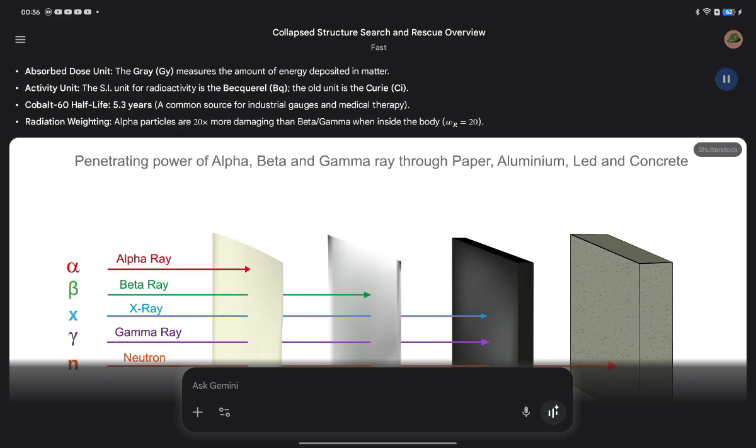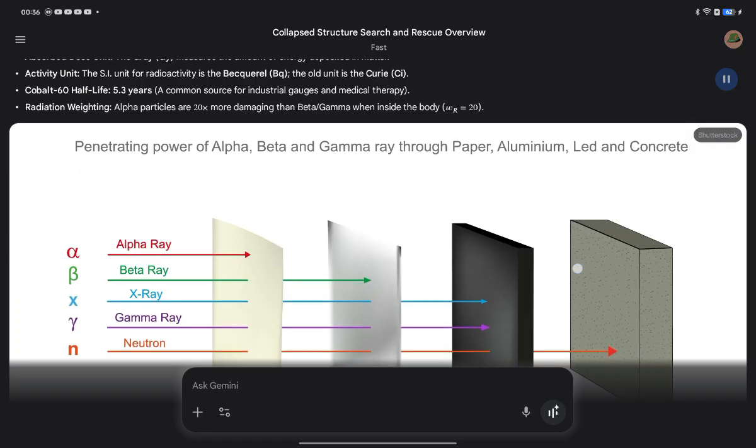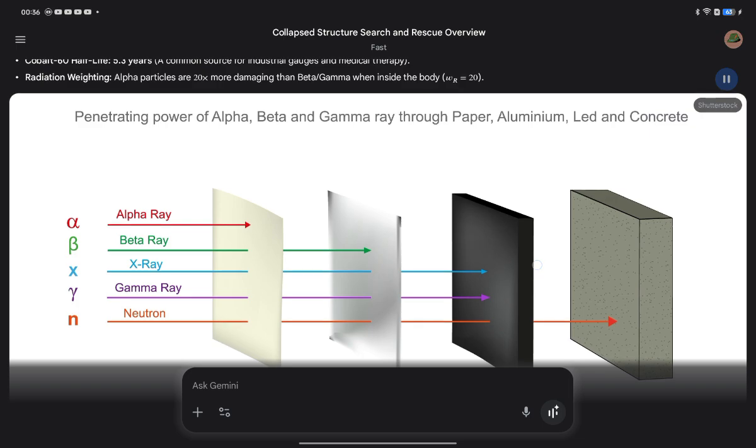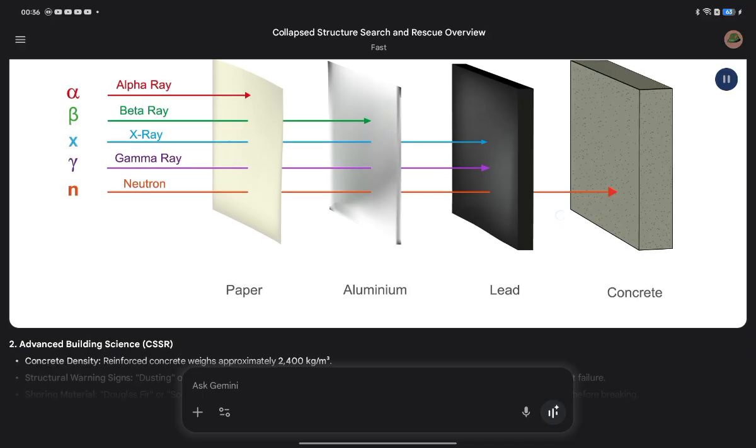Cobalt-60 half-life, 5.3 years, a common source for industrial gauges and medical therapy. Radiation weighting: alpha particles are 20 times more damaging than beta-gamma when inside the body, W_R equals 20. 2. Advanced Building Science, CSSR.